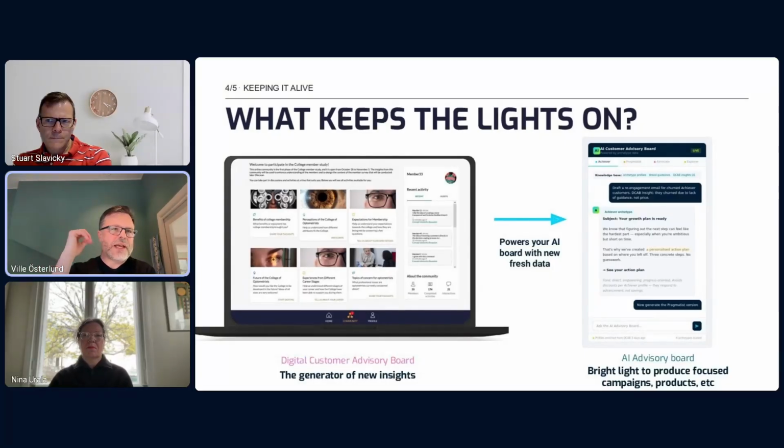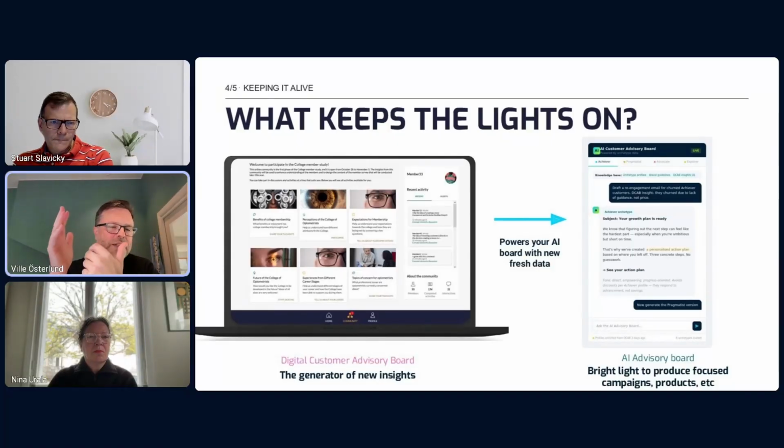But the AI gets better, and that's kind of what Stuart showed you earlier. But I believe that the future is a more native connection between these two. So it's a continuous ongoing iteration between these two layers: the base layer as a generator, and then the light bulb of the advisory board, where you can test or create campaigns and ideas based on real knowledge. So that's what we're working on right now.